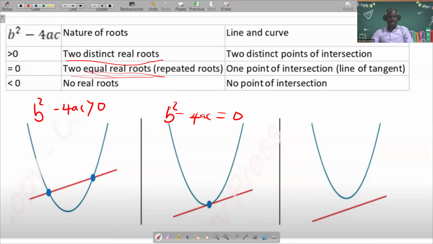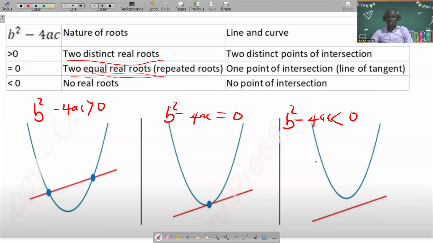And the third thing is, when we have no real roots, the graph is floating. When we say b squared minus 4ac is less than 0, what we actually mean here is there is no point of intersection. You can see the graph. There is no point of intersection.